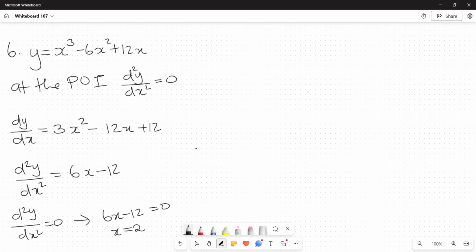Okay, so we need the y coordinate as well. So if x is 2, then y, just substitute there. y is equal to 8. Okay, so (2, 8) is a point of inflection.